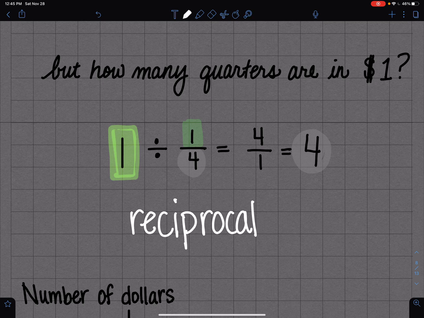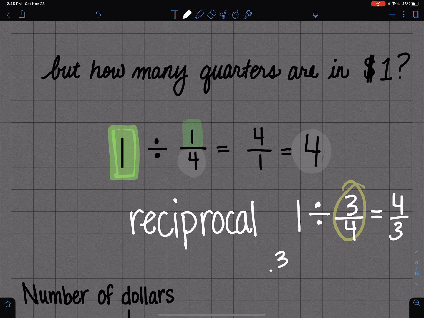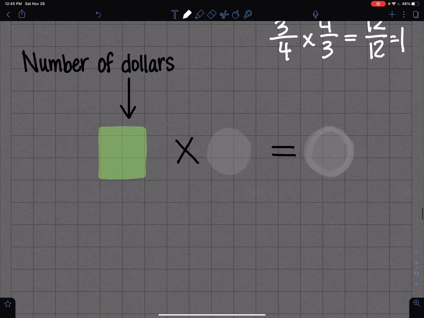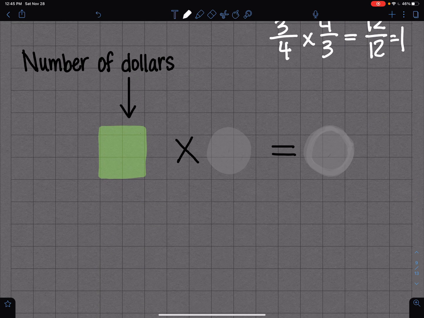Let me do another one just to show you. What if we have 1 divided by 3/4? 1 divided by 3/4, the answer is going to be 4/3. It's the reciprocal of this, meaning you just switch the top and the bottom to get the right answer. Why? Because 3/4 times 4/3 is equal to 12 over 12, which equals 1. So that's why when you divide 1 by any fraction, you get the reciprocal for the answer. So now we know 1 divided by 1/4 is 4.